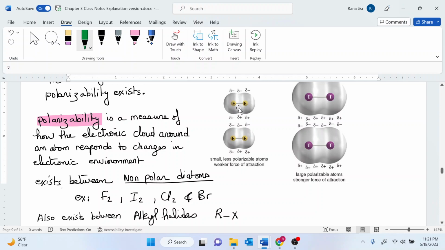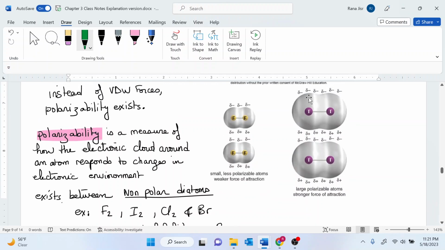And that electronic cloud depends on the size of the halogen. For example, iodine is larger in size, so it has a bigger electronic cloud than fluorine. So the forces of interaction between two iodine molecules whenever they come together are higher. So the polarizability is higher than whenever two fluorines come together.